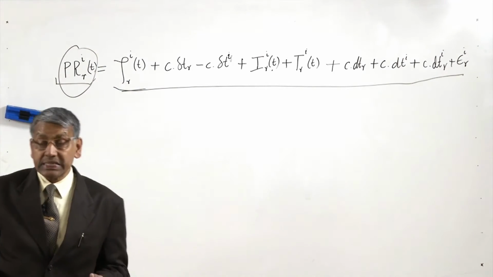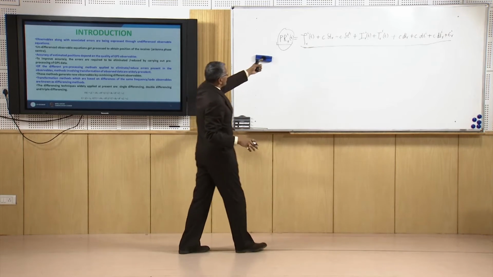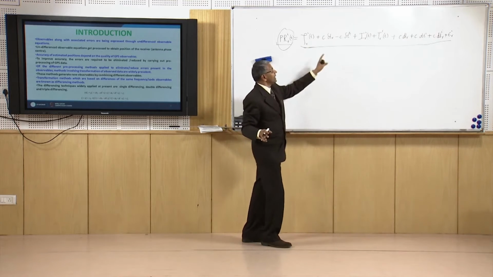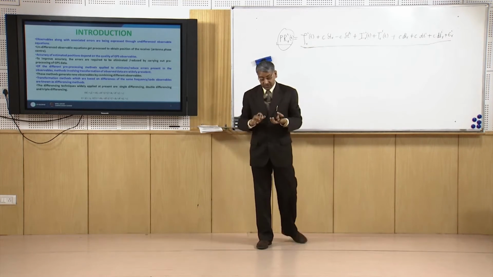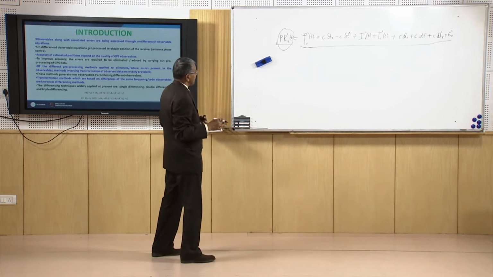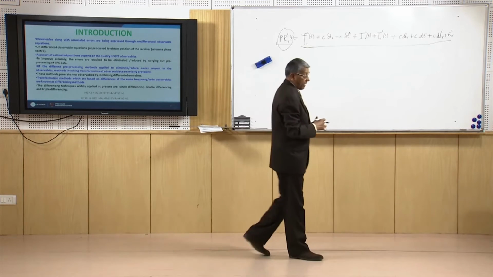Already we had discussed this in the last class. Similarly we can also go for the carrier phase observable. I will take only the example of pseudo range. A similar expression can be written for the carrier phase observable also.